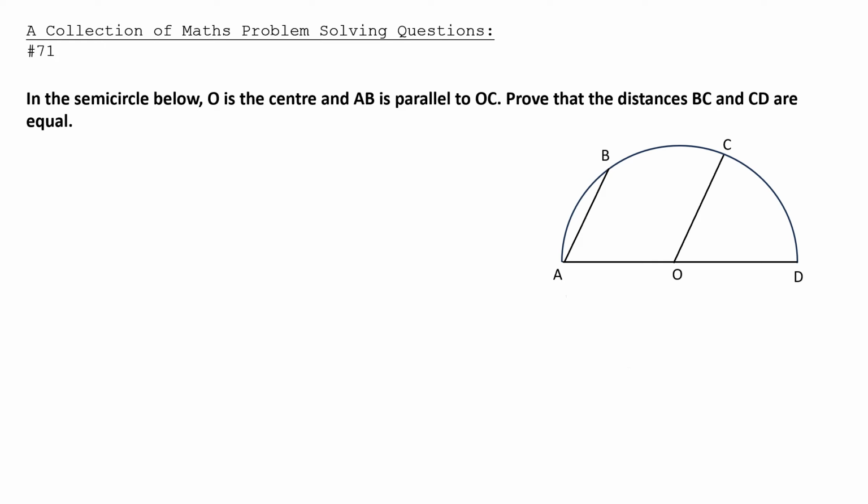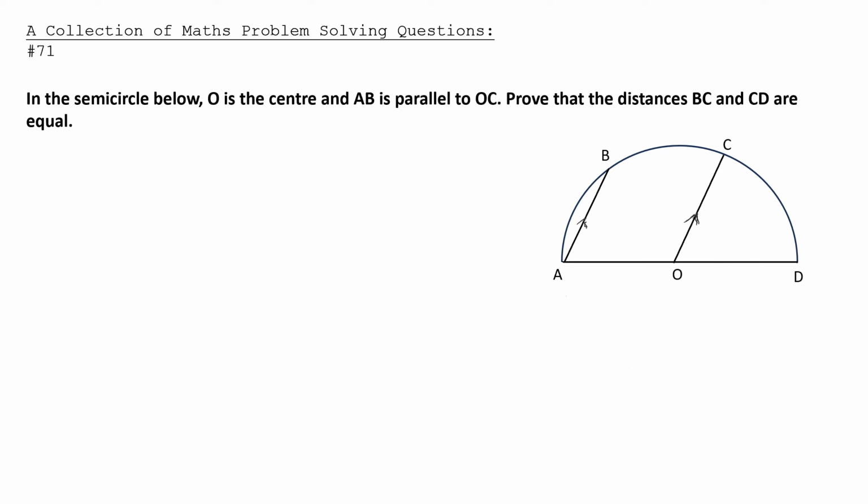In the semicircle below, O is the center and AB is parallel to OC. Prove that the distances BC and CD are equal. So we've been given AB is parallel to OC. So these are parallel. And we have to prove the distance BC and CD are equal.